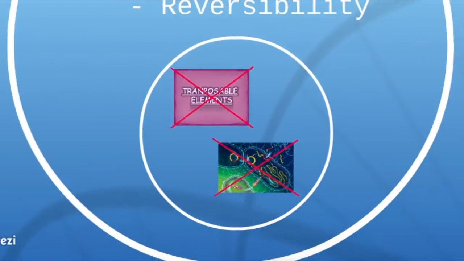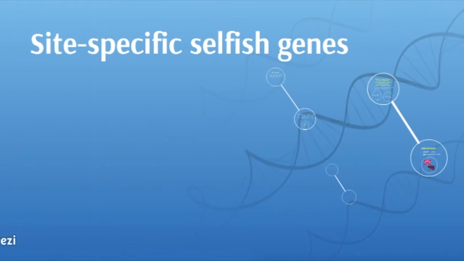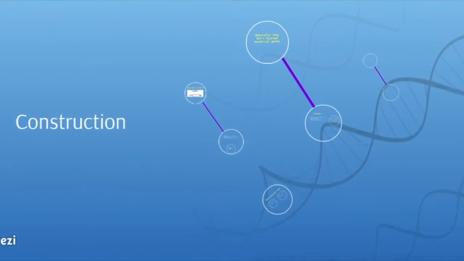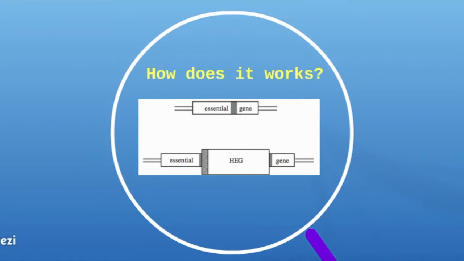The whole process is based on the recognition of new targets, giving new possibilities in functional genomics and gene therapy. We are going to discuss now the construction of site-specific selfish genes, that is, how they work and ways of increasing their functionality. HEGs are selfish or parasitic genes that can spread through a population owing to their super-Mendelian inheritance.